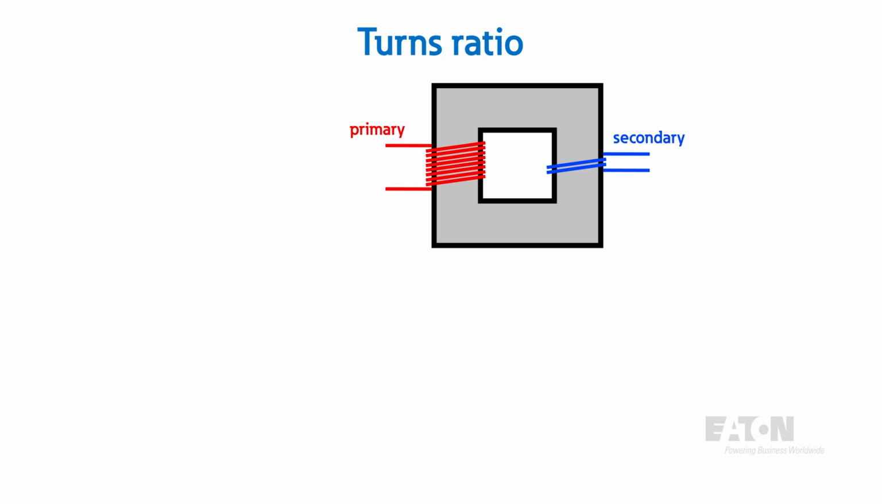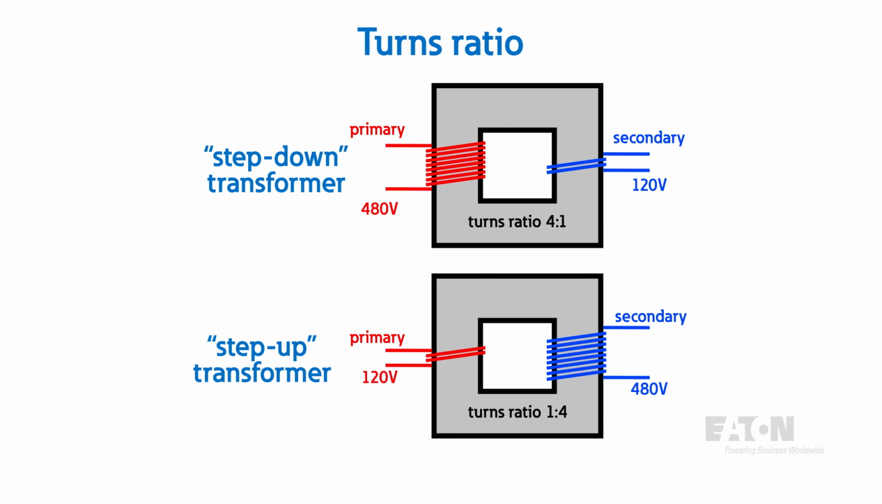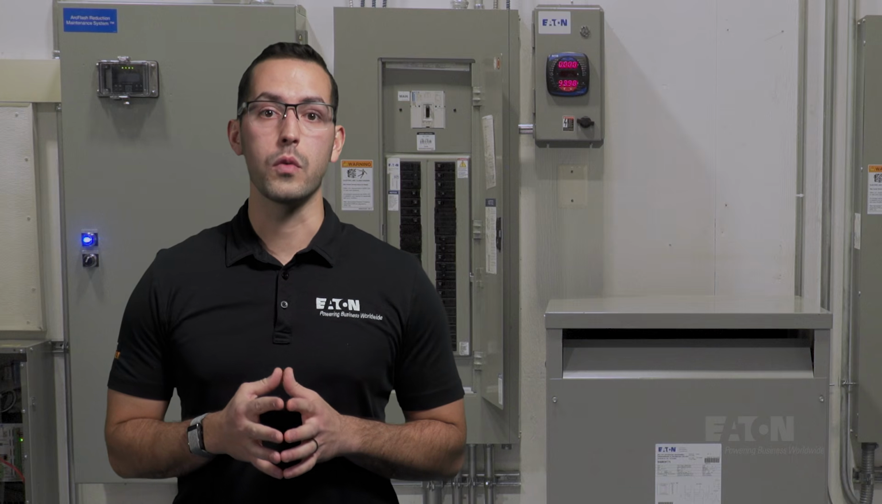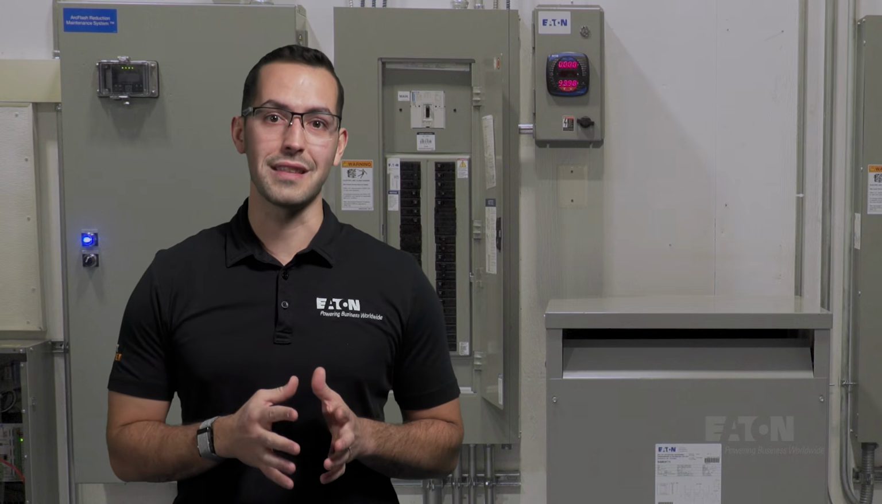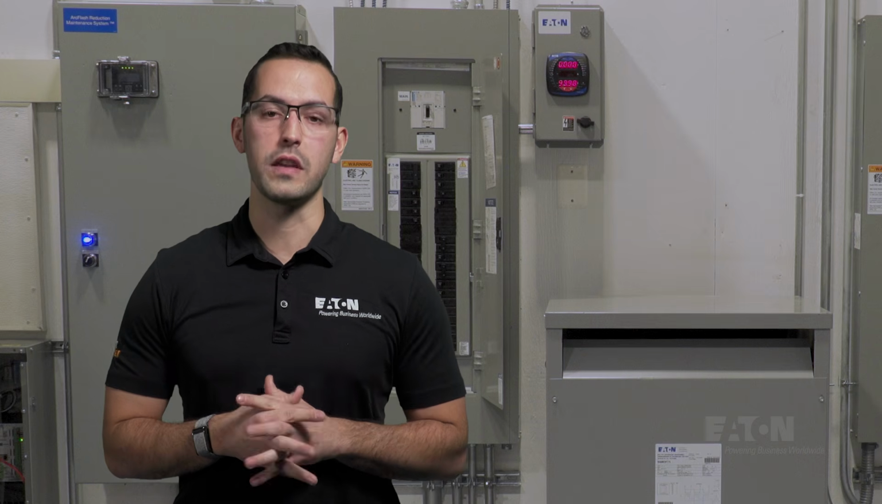If the turns ratio is 4:1 and the primary voltage is 480, the secondary voltage will be 120 volts. This would be an example of a step-down transformer. If instead the number of turns on the secondary winding were to be greater than the number of turns on the primary winding, then the transformer would be a step-up transformer. The number of coils in a transformer will depend on whether the transformer is designed to be used in a single-phase or three-phase power system.